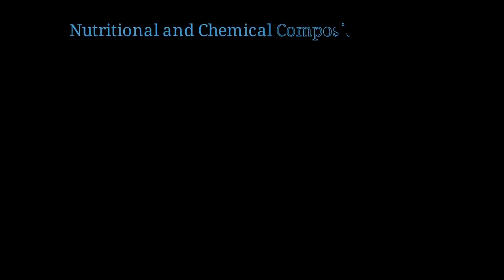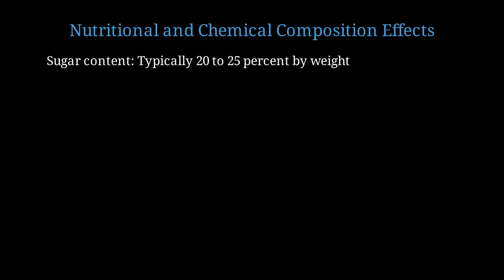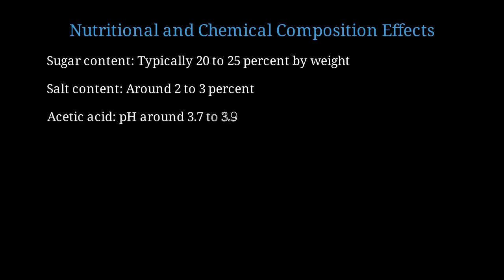The chemical composition of ketchup significantly affects its rheological properties. Sugar comprises 20 to 25% of ketchup by weight. This affects viscosity but not yield stress significantly. Salt at 2 to 3% affects the electrostatic interactions between charged polysaccharides, modulating the gel strength. The acetic acid from vinegar gives ketchup a pH of 3.7 to 3.9, which affects pectin gelation and protein charge states.